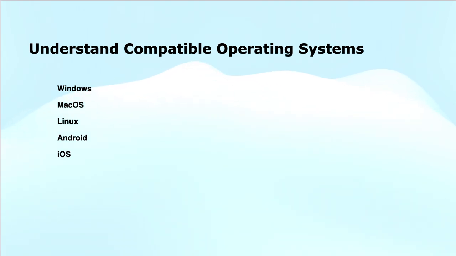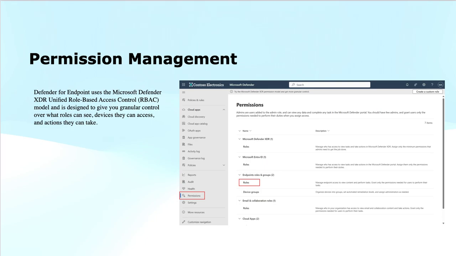Managing the access is controlled with the help of role-based access control. Defender for Endpoint uses this Defender XDR RBAC for managing or defining this control. This allows you to manage and control the access based on the user's roles assigned to them. This system enables you to set granular permissions.